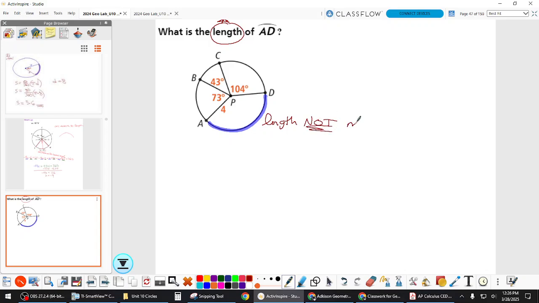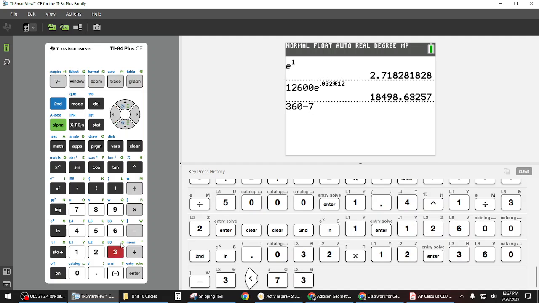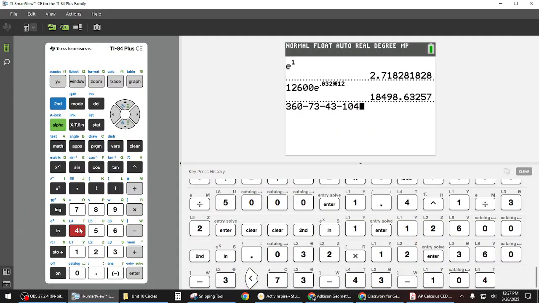And to do that, we need angle APD. How do we get angle APD? Yeah, good. So 360 minus these other 3. What was it? 140? Yeah. Somebody's saying no. 130? Okay, so let's just check and make sure. So 360 minus 73, that's not it. 73 minus 43, and 104. Everybody ready? Do you see what you did?